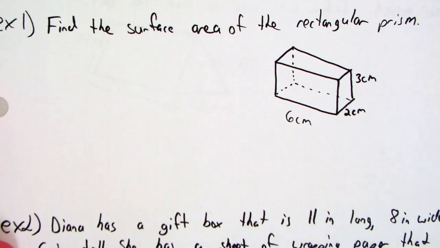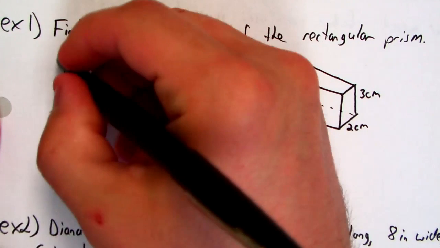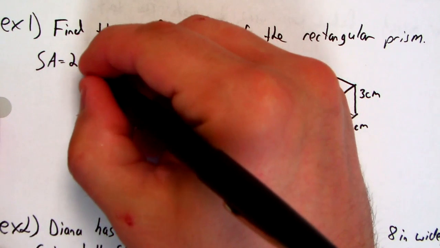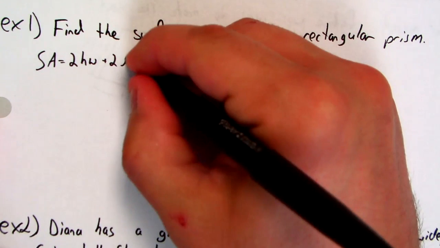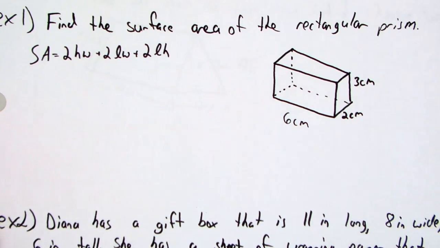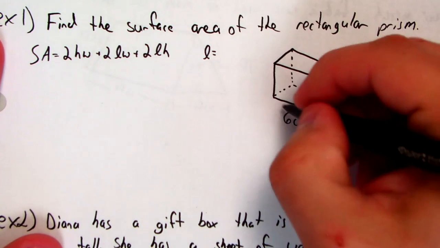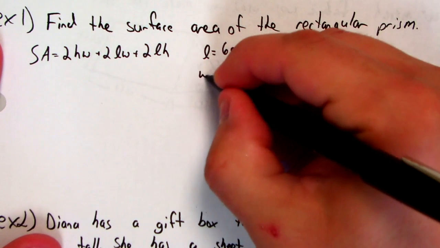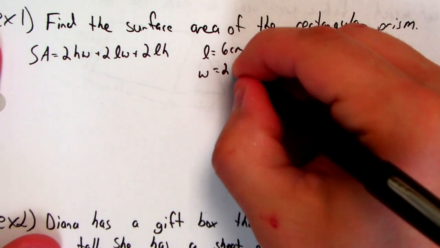So here's the rectangular prism. So I'm going to write down the formula that we came up with just above. I'm going to write down what each one of these letters represents. So the length is going to be this 6 centimeters here. The width is 2 centimeters. And the height then would be 3 centimeters.